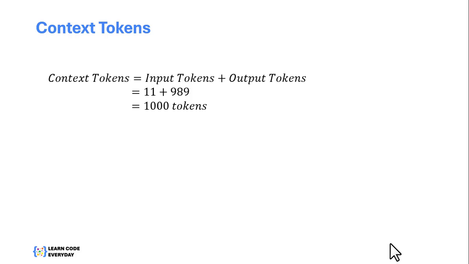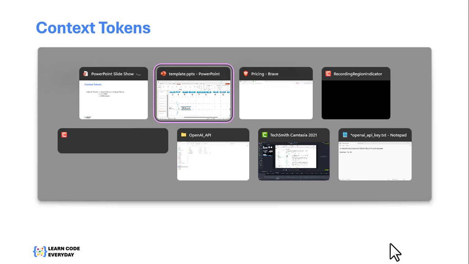In our case, it is 11 and 989, which combined together make 1000 tokens. That means for a single prompt, a single API request that we made, we have 11 input tokens and 989 output tokens. Altogether, we have 1000 tokens. So that is how we can define the context tokens, and the pricing is based on these 1000 tokens. Cool. Now let's go back to my website.